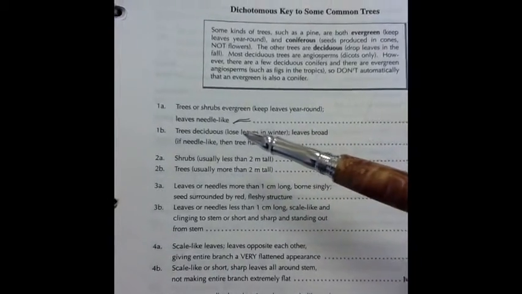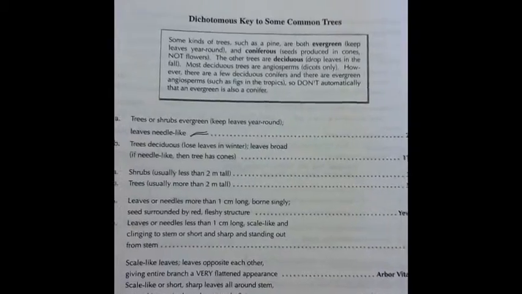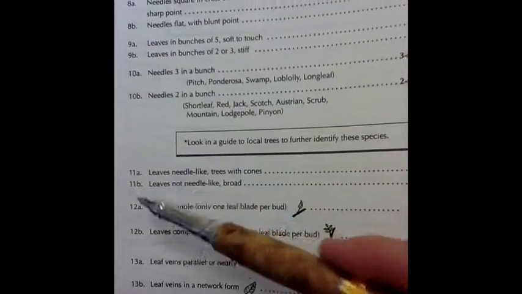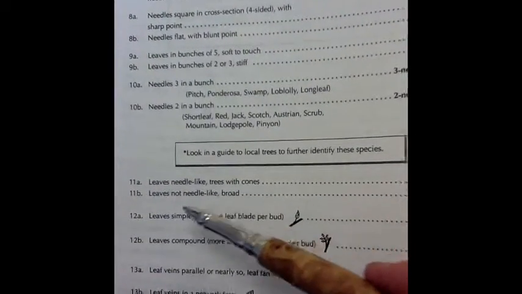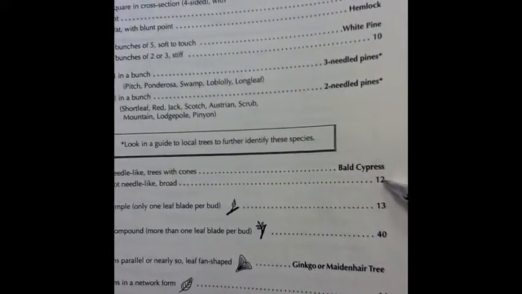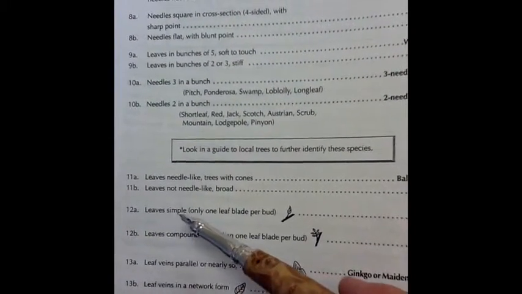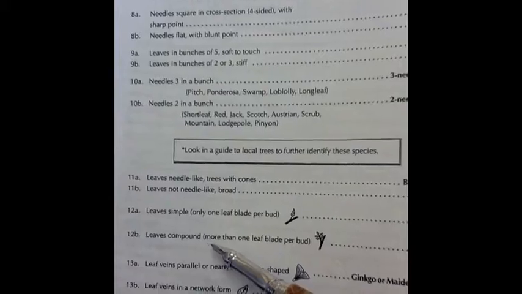If it's a deciduous tree, then you would follow over and you see you need to skip to number 11. So we turn to number 11, we can quickly look at the next two options, 11A and 11B. Leaves are needle-like or leaves are not needle-like. They're broad, and then we could continue on from there. So there we'd go to 12 if that was the choice, and continue to answer the questions like leaves are simple or leaves are compound.